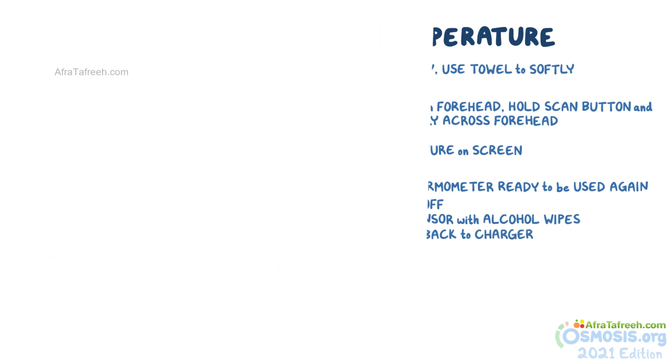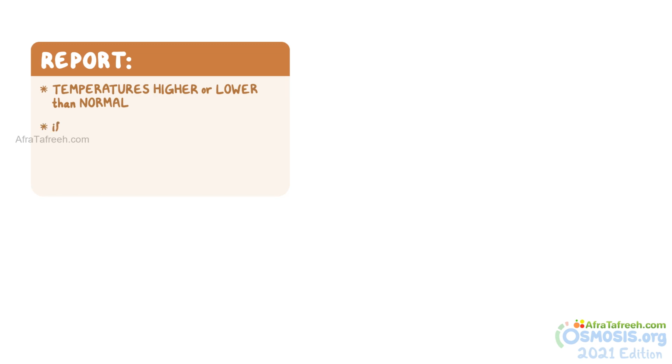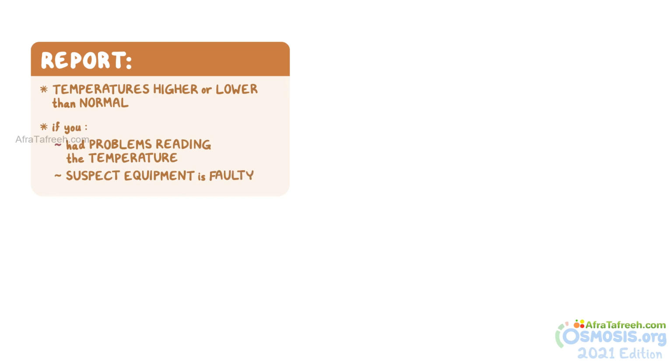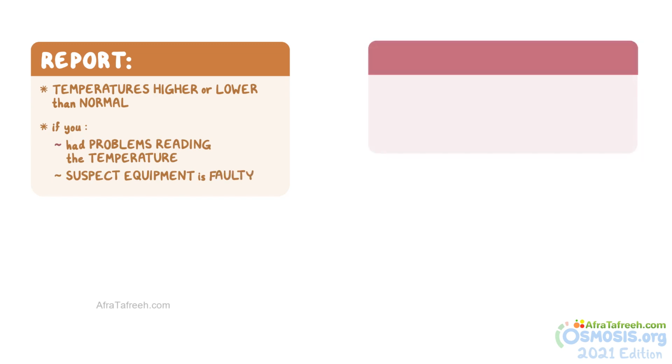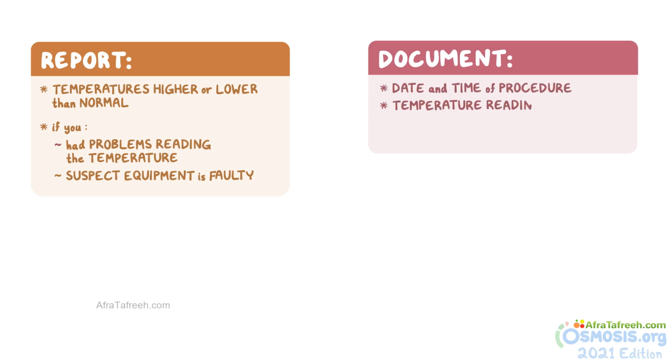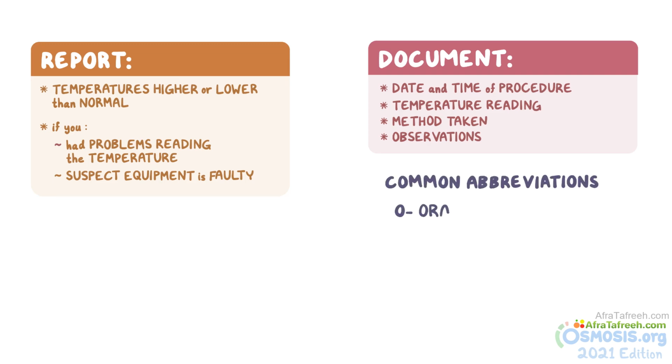When obtaining a client's temperature, there are a few things you should report to the nurse right away, such as temperatures that are higher or lower than normal. Also, if you had problems reading the temperature or if you suspect the equipment might be faulty, report that too. Document the date and time that you did the procedure, the temperature reading, and the method it was taken along with your observations. For common abbreviations, O is for oral, R is for rectal, T is for tympanic, and A is for axillary.